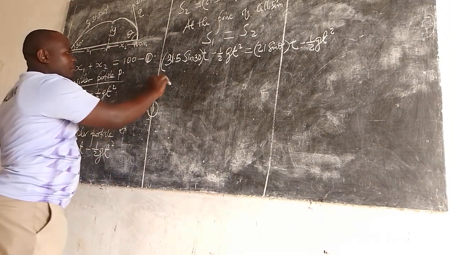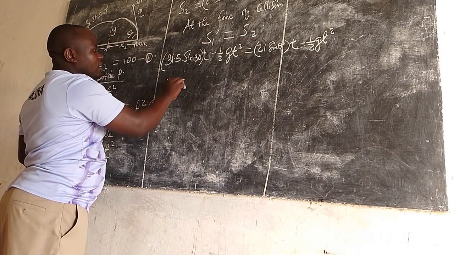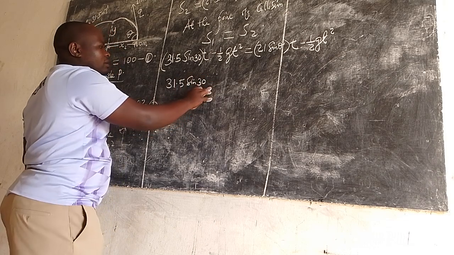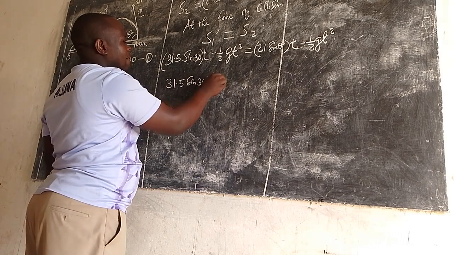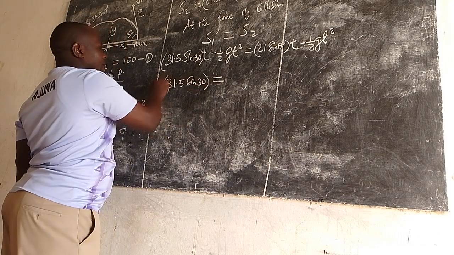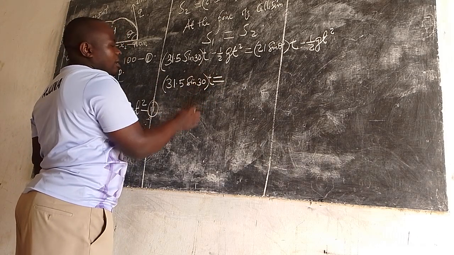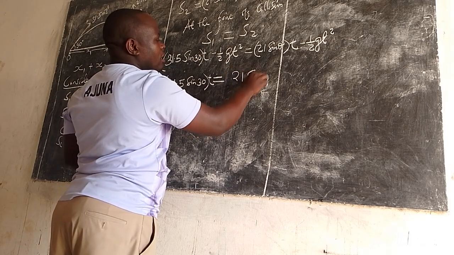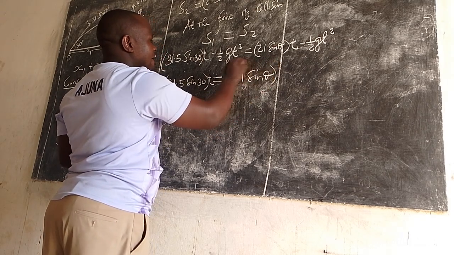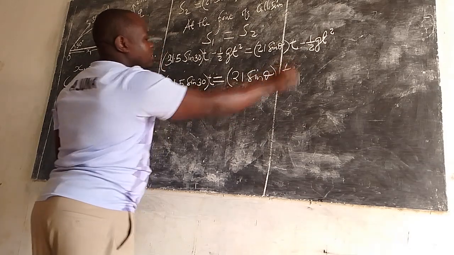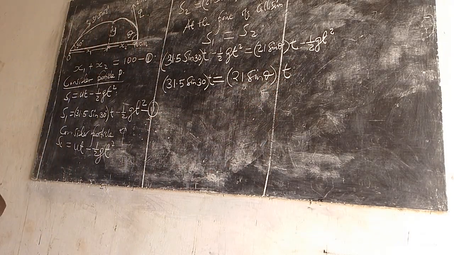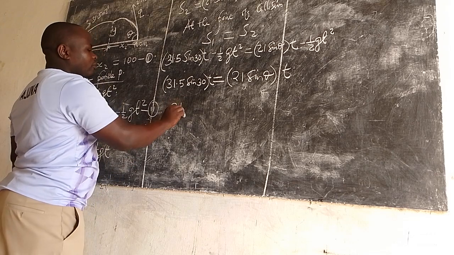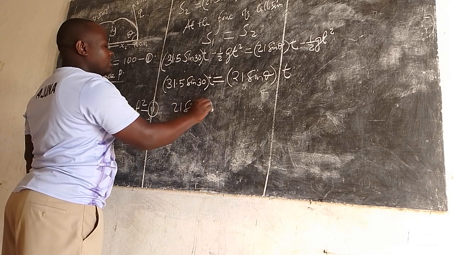Then we shall remain with 31.5 sin 30, and sin 30 is 0.5, equal to 21 sin theta. Now you can see the t's have cancelled out, and I will remain with 21 sin theta.